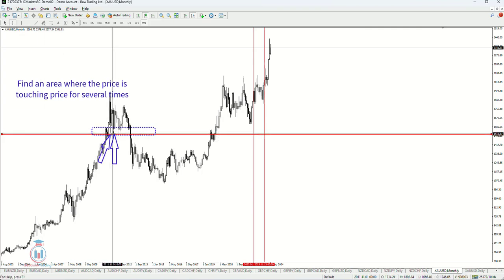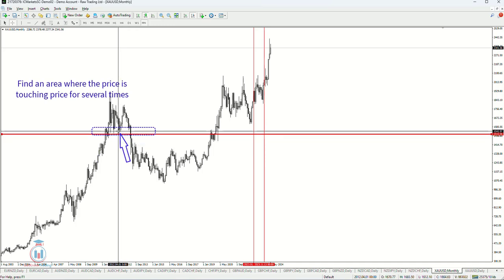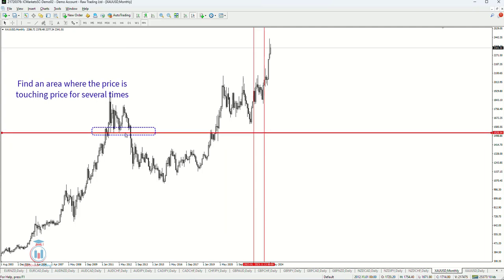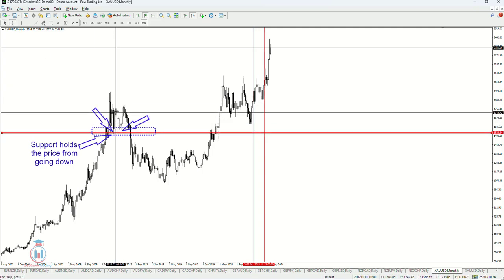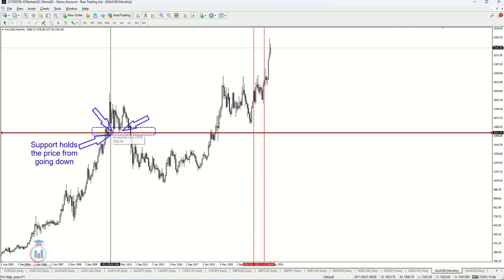For example, in this case, here is the area where the price touches this area for several times. So we put a horizontal line here, which will represent support and resistance. Now in this case you can see that the price is touching this price level from the upside, which means it is a support. It's holding the price from falling down.